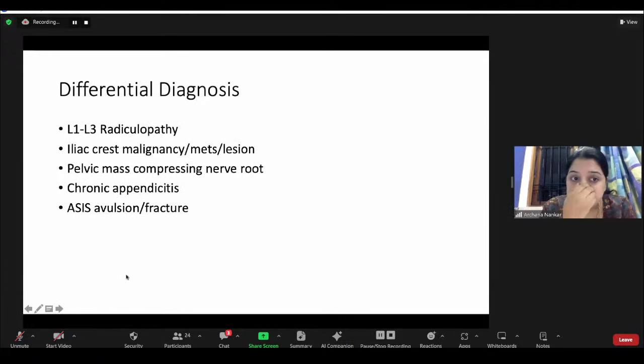What is the differential diagnosis for this? There can be radiculopathy, L1 to L3, then iliac crest malignancy, metastasis, lesions, pelvic mass compressing the nerve root, chronic appendicitis, ASIS avulsion fracture, among the different differential diagnoses.